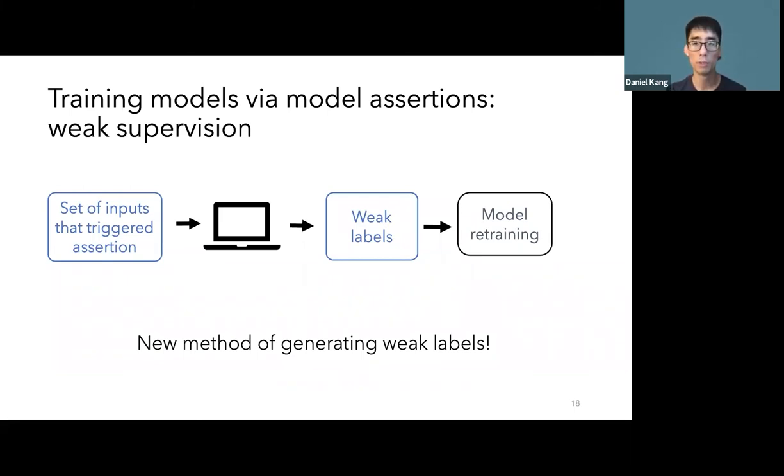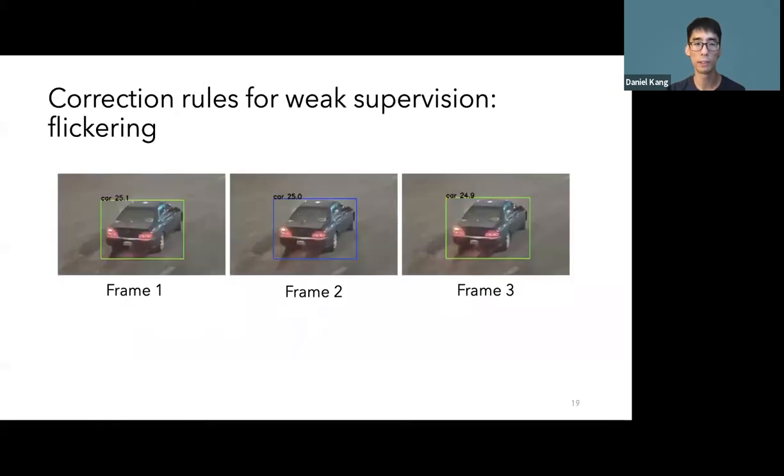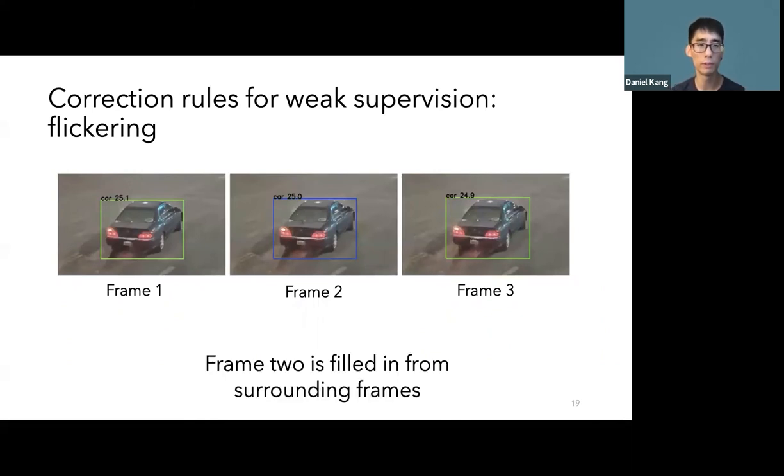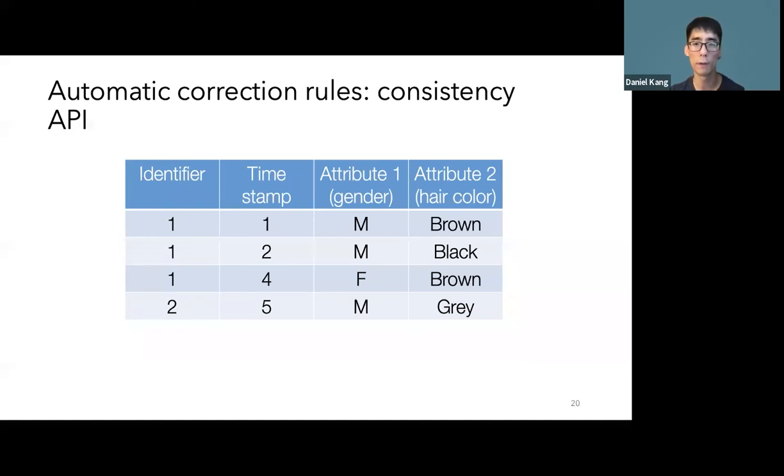As a concrete example of a correction rule to generate these weak labels, let's look at the flickering examples from before. Here, the green boxes are the predicted boxes, and the blue box is the box that's filled in from the starting two frames automatically. Similarly, for the consistency API, we can automatically correct or propose corrected labels by using the majority attribute as the updated label. And so, for example, here, we would predict M as the updated label.